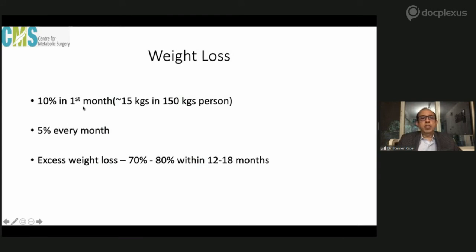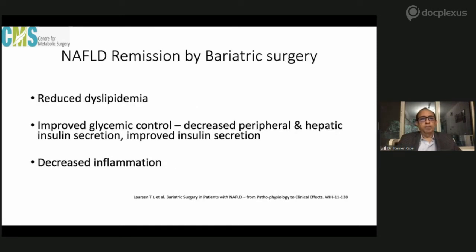And usually in the first month itself, patients lose 10% of their total weight. That means if a person was 150 kg before surgery, they are likely to lose 15 kgs in the first month, and then 5% every month. And overall, they lose between 70 to 80% of their extra weight within a year or a year and a half. So it causes significant weight loss, and obviously it helps in resolution of various comorbidities.